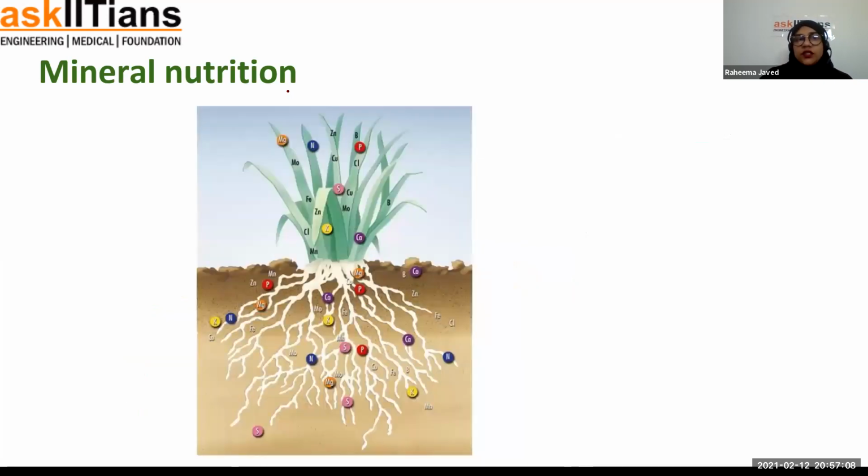The mineral nutrition that is taking place, first of all, the minerals are getting dissolved in water. This is the first thing. When they get dissolved in water, some ions have a higher concentration in soil. Some ions have low concentration in soil. So it all depends upon the concentration how the absorption of these ions can take place.